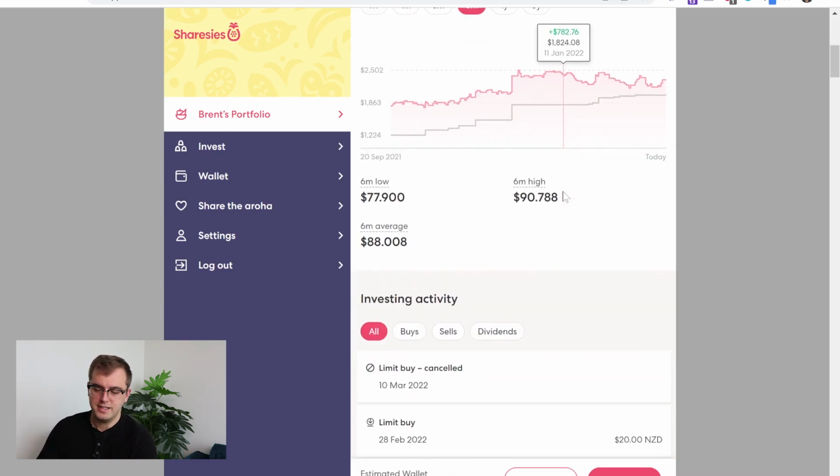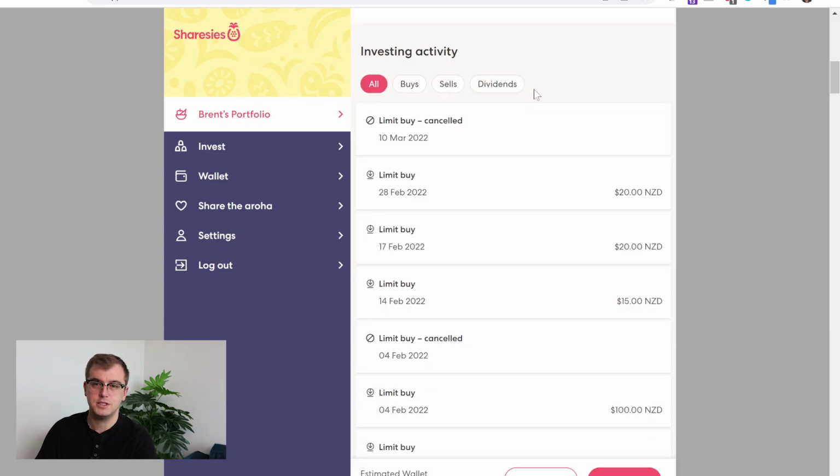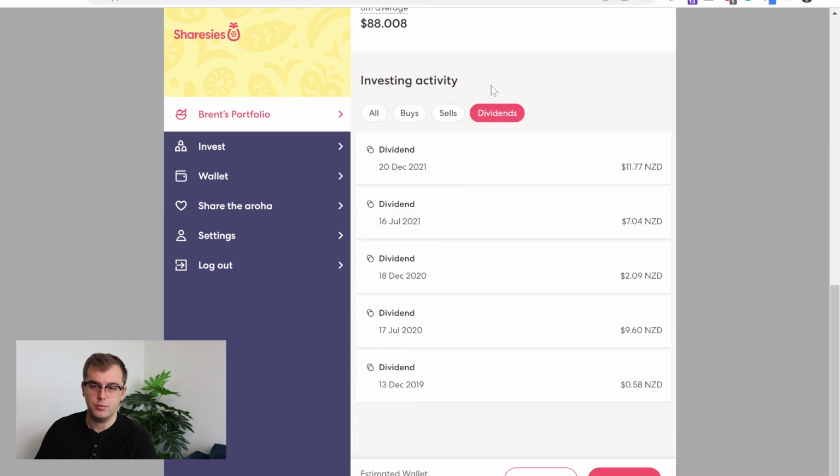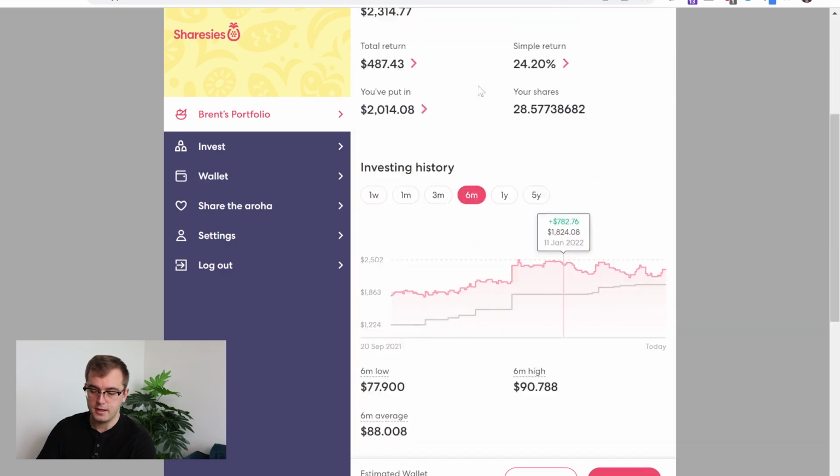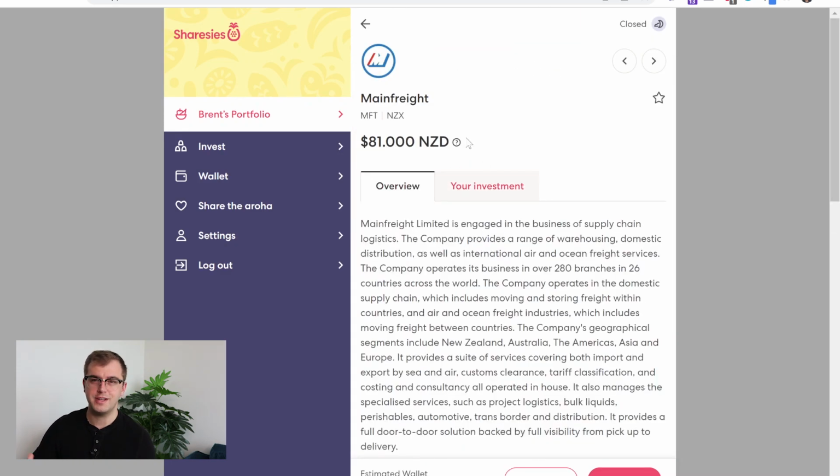And as we scroll down, we can see the highs and lows in price, what the average price has been, and any activities that relate to our investment in Mainfreight. So as you can see, you can select buys, sells, or dividends, and everything will show up here. Now if we go back to the overview, pretend we've done our analysis and we're willing to invest in Mainfreight.